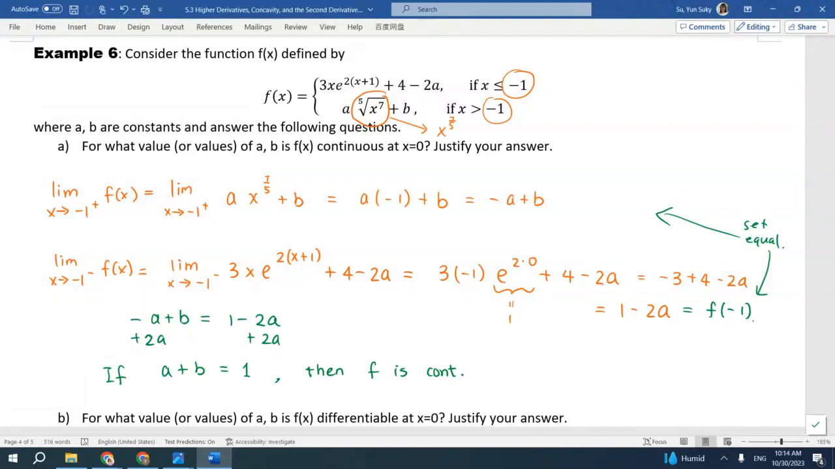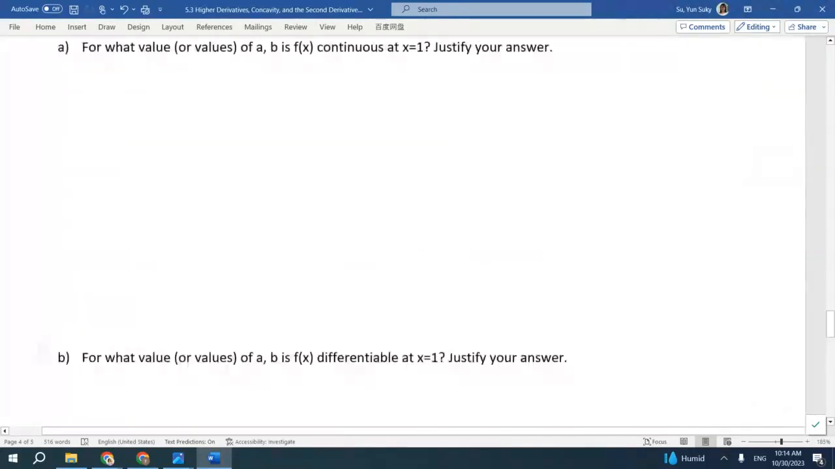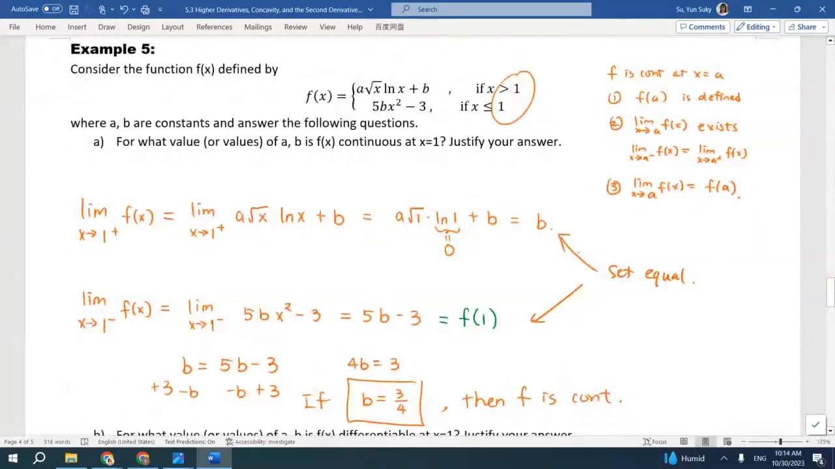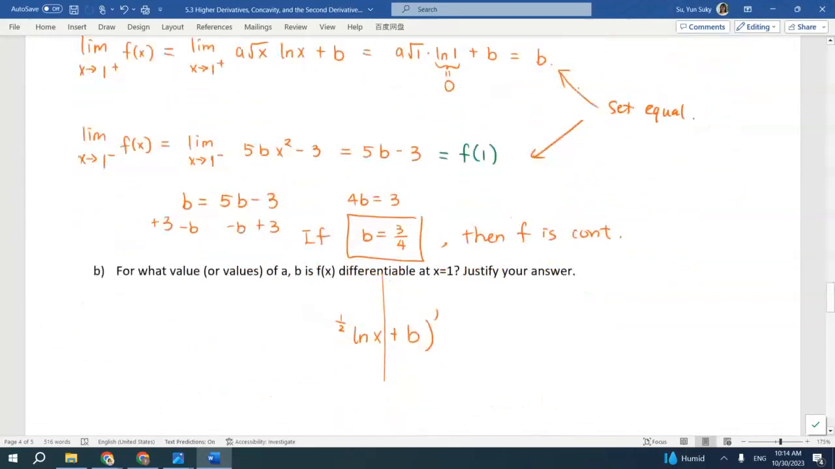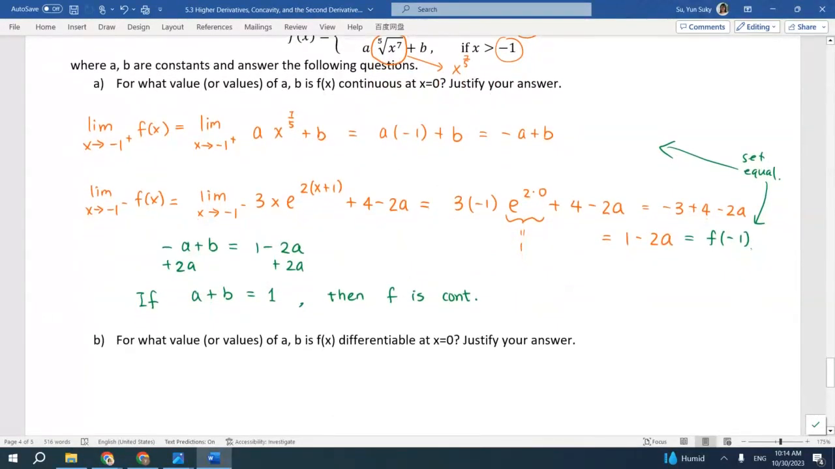Unlike example 5, we did that on Friday. Okay, let's go up to example 5. Do you remember part A of example 5? We got b = 5b - 3. Then we can solve for b. Remember at that time we could solve for b? But that is because the a disappeared. That's why we get an equation with only one variable, we can solve for it. But in this case, because the a is still here, we get one equation with 2 unknowns. That's okay, just leave it there. Okay? And then continue. Part B.